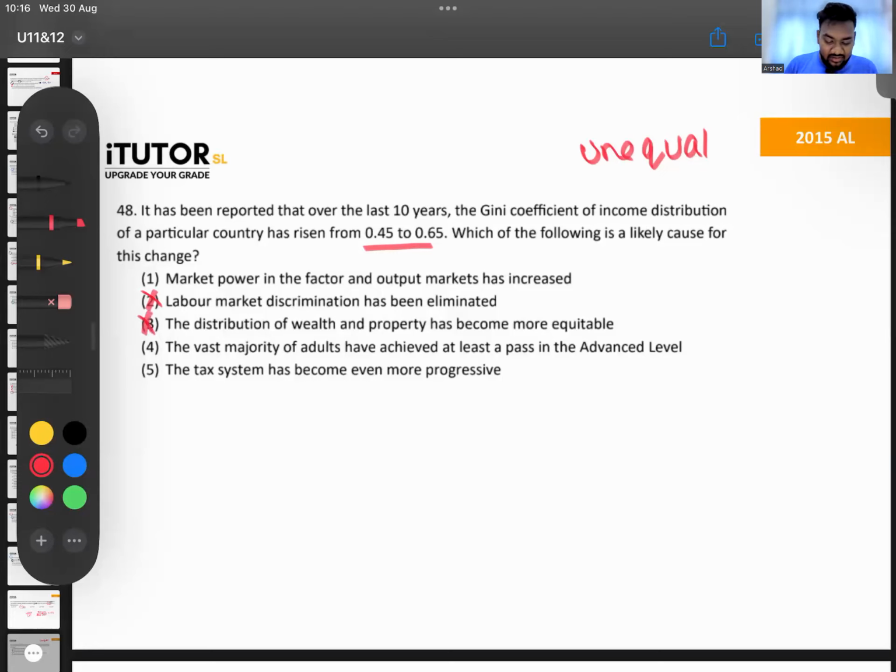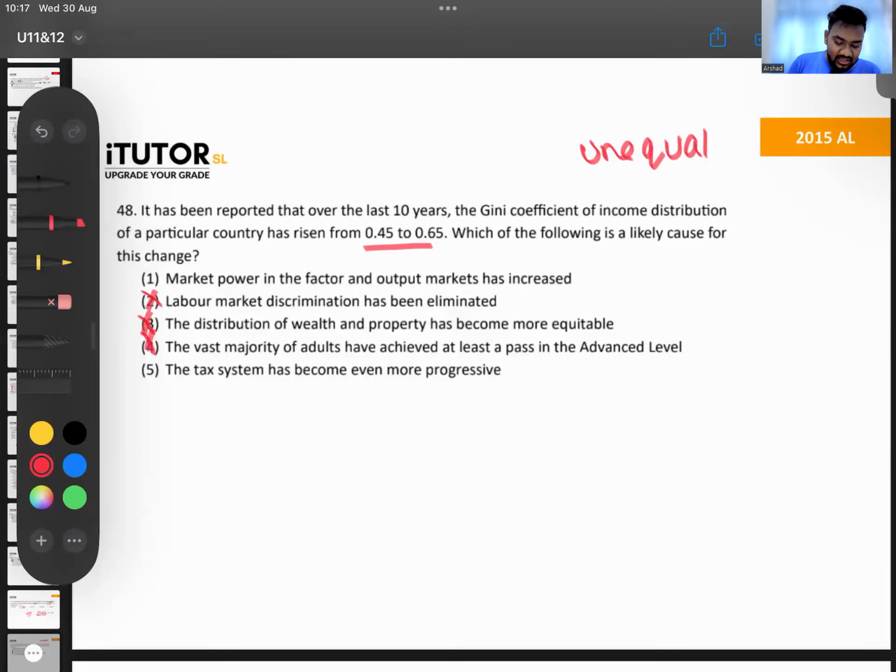The vast majority of adults have achieved at least a pass in the advanced level. So if most of the people have passed the advanced level, what will that help? That means everyone can earn an income now, no? So that would have helped with income becoming more equal, right? If all of you pass A levels, all of you can find jobs, so you all will start earning, no? So the income disparity can come down. So we are looking for something that has made it more unequal, okay?